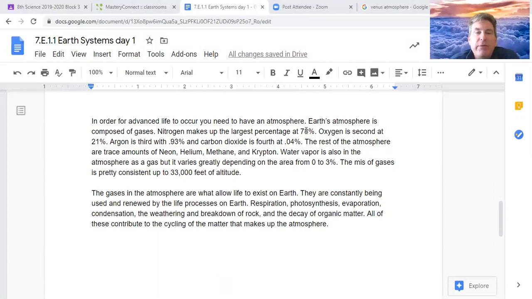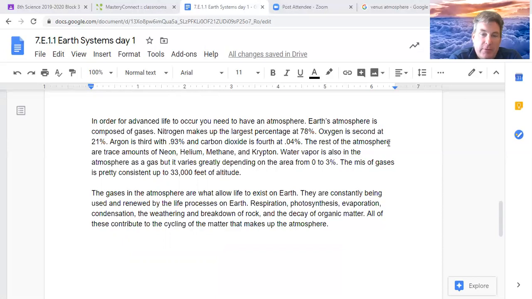Argon's third with 0.93%. So now we've gone from 78% to 21%, and now the next chunk is 0.93%, so it's literally less than a percent. We go from a massive chunk to a decent-sized chunk to a bitty slice of the atmosphere. For all intents and purposes, the atmosphere basically consists of nitrogen and oxygen, with a bunch of smaller things. Carbon dioxide's fourth at 0.04%.